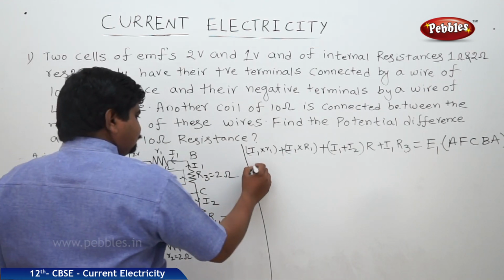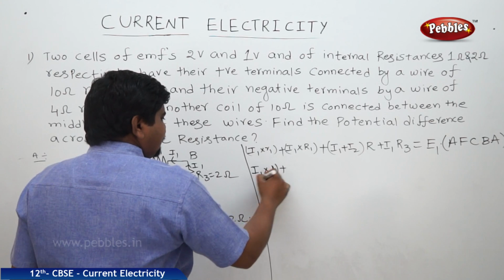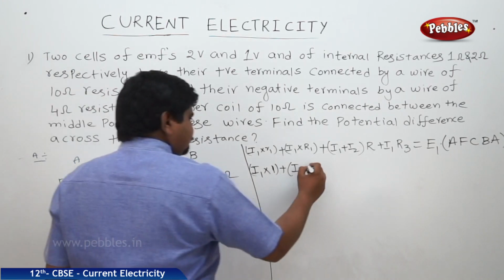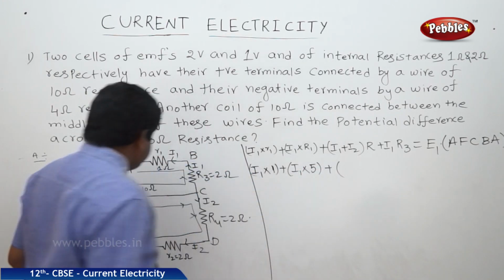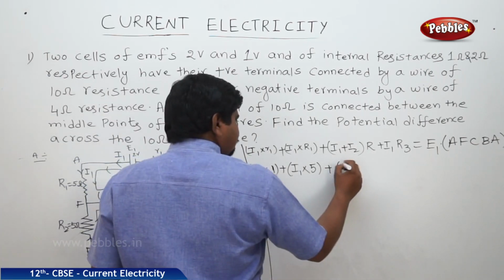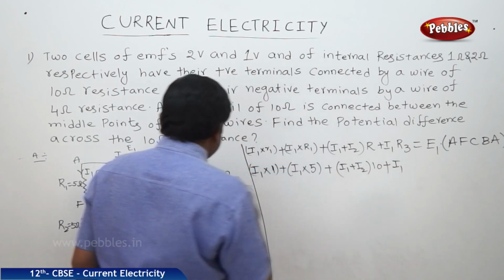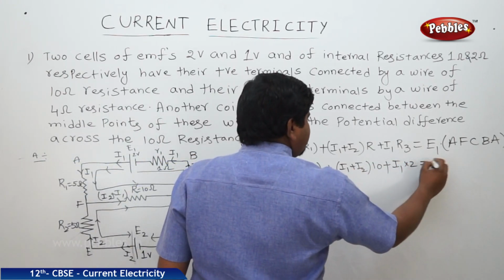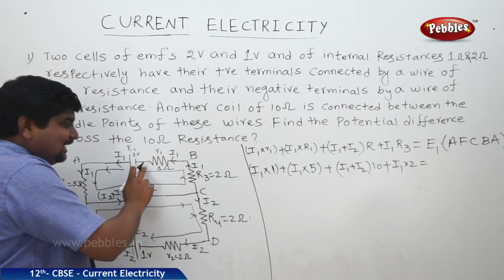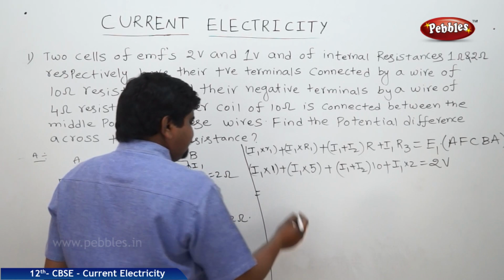So I1 into small r1 is equal to 1 ohm plus I1 into what is capital R1? 5 plus what is I1 plus I2? I1 plus I2, okay. This what is capital R? 10 plus I1 into what is R3? 2 ohms is equal to, with this loop, means in the path of AF CBA, is equal to the E, 2 volts. So therefore please simplify this equation.